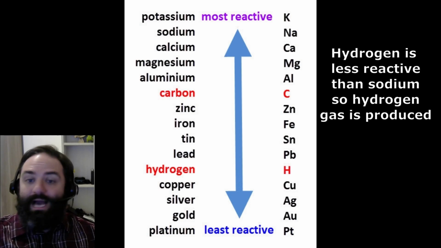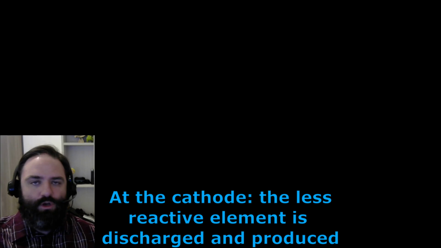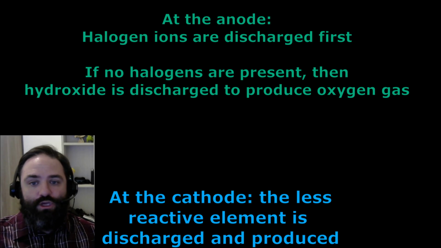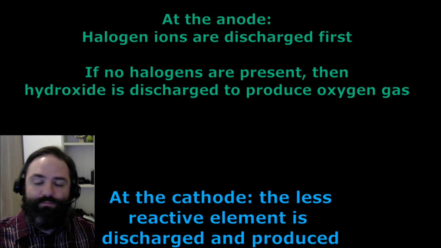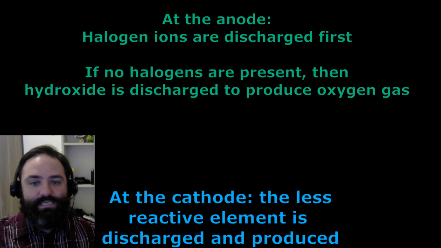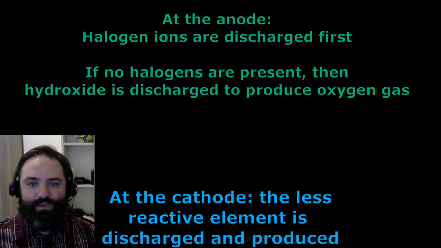At the anode, it's slightly more complicated. There's a few rules to remember. If you have a halogen ion, which is called a halide, so if you have fluorine, chlorine, bromine, iodine, then you will get the halogen produced. So chloride produces chlorine, bromide produces bromine, etc. It takes away those extra electrons. We end up with Cl2, Br2.